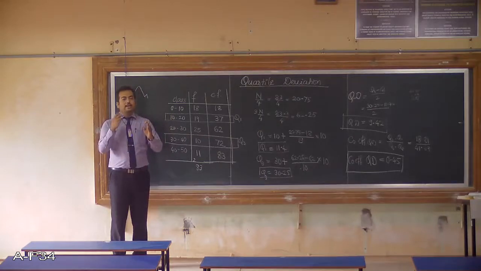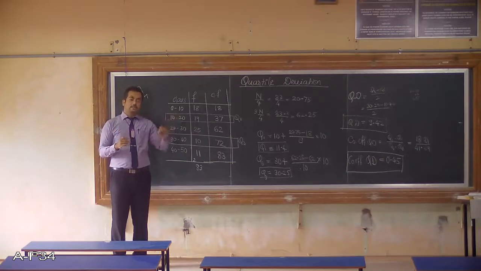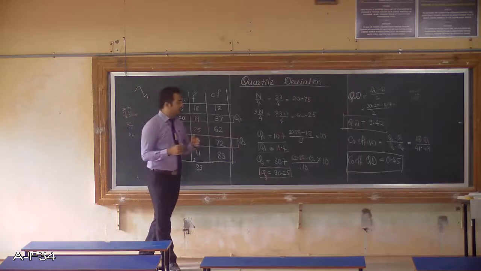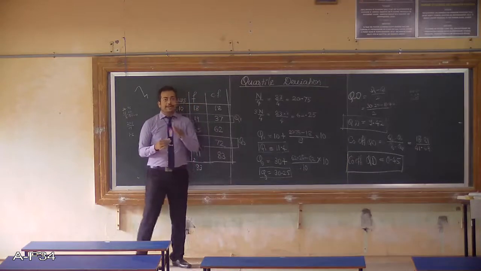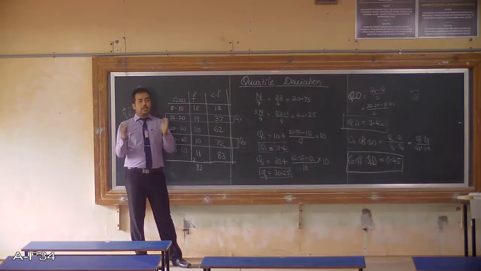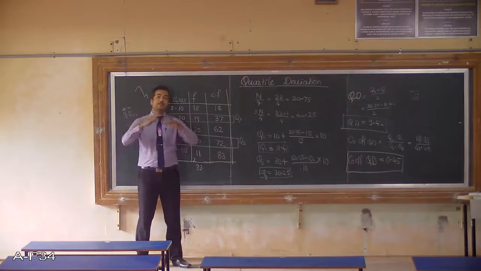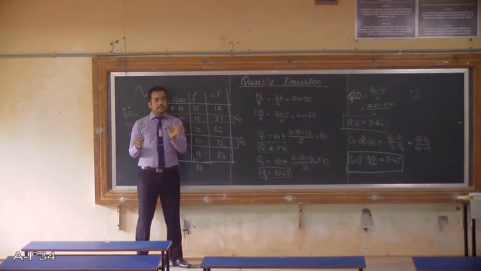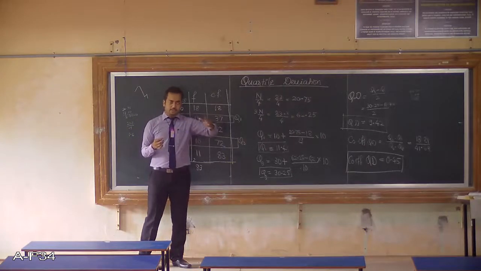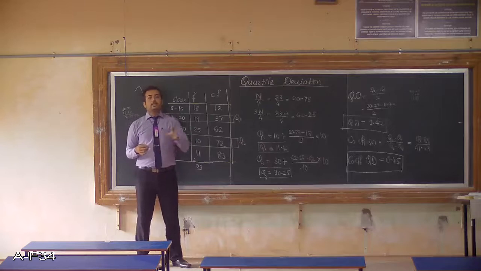So quartile 1 and 3 together can give you the range in which the items are distributed. The quartile deviation, that is Q3 minus Q1 by 2, indirectly tells you the range in which most of the items are dispersed in the entire distribution. But it is much better than range because it tells you the part where most of the items are dense or concentrated in the entire distribution. This is how the quartile deviation helps us understand.